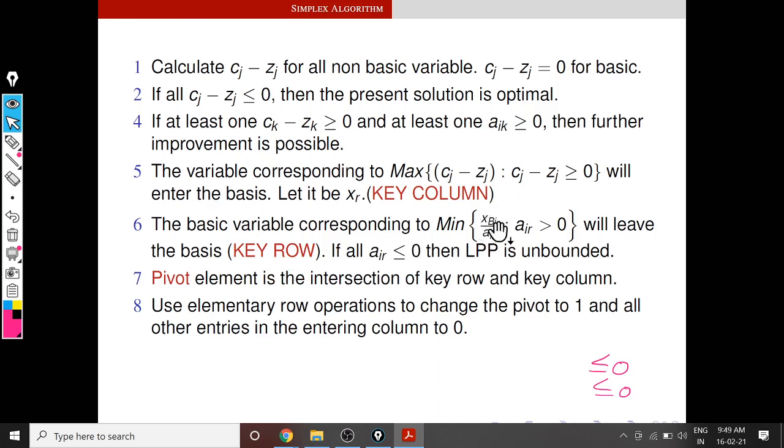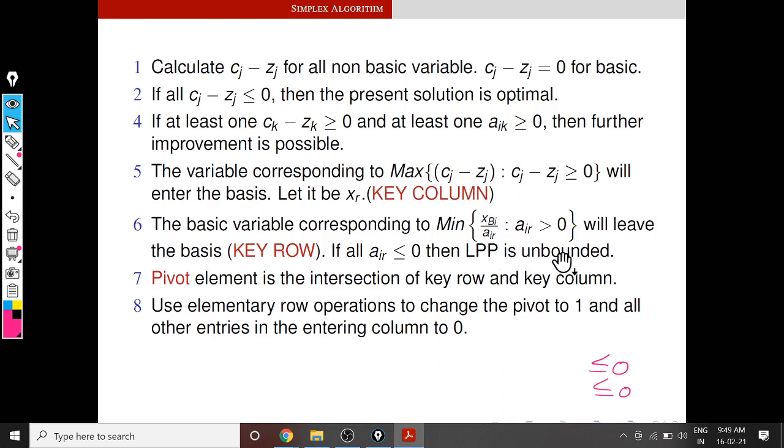We have to find the xb by air. Air is the entries in the key column. If all the entries in the key column are less than or equal to 0, then LPP is unbounded.